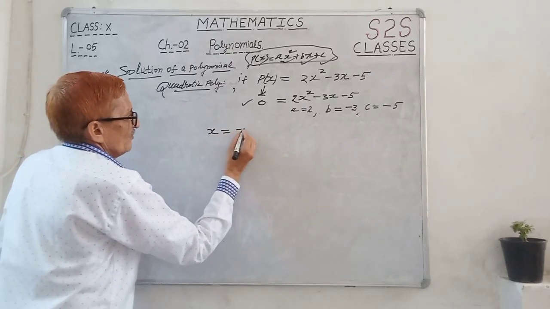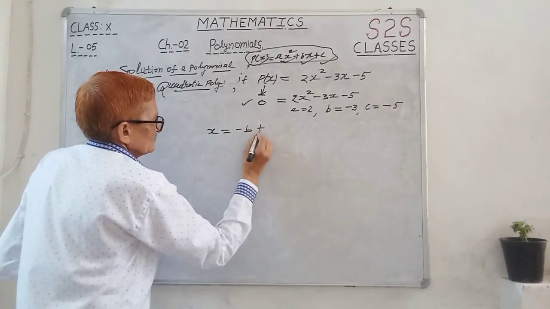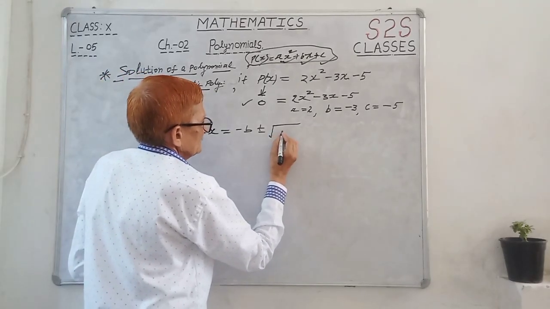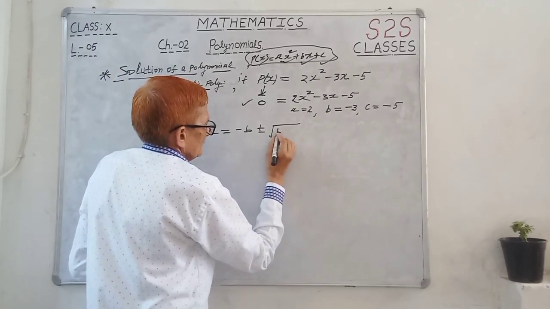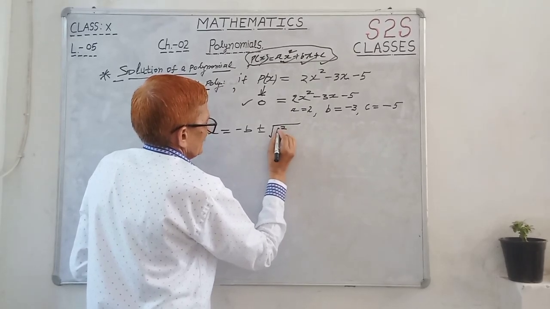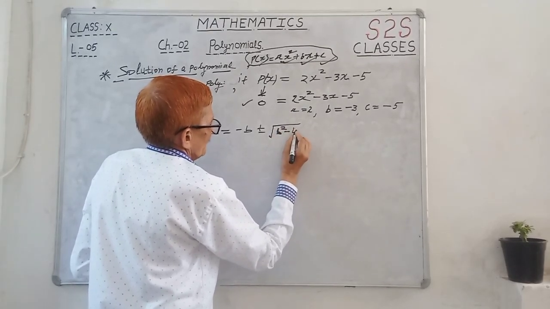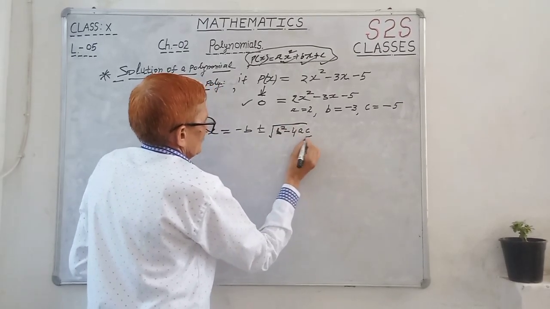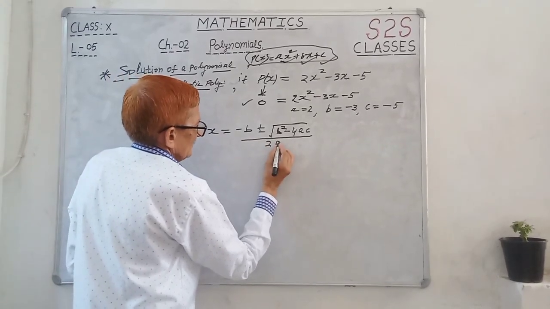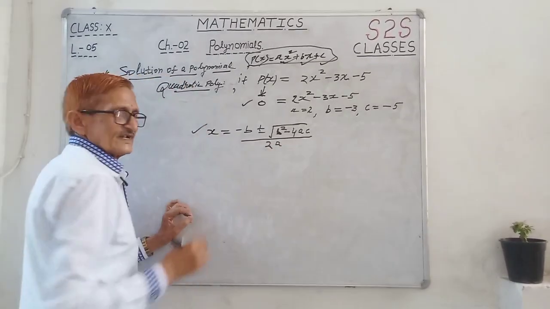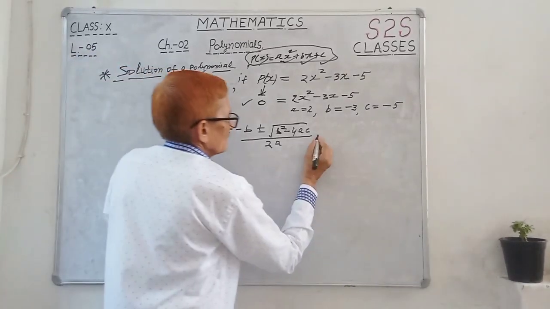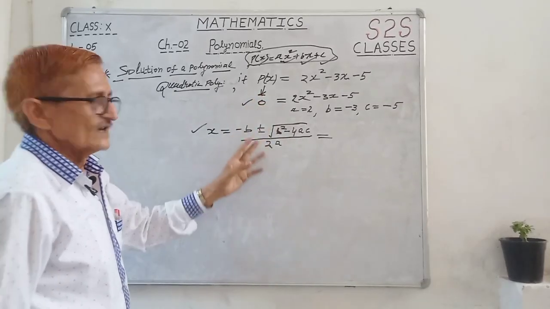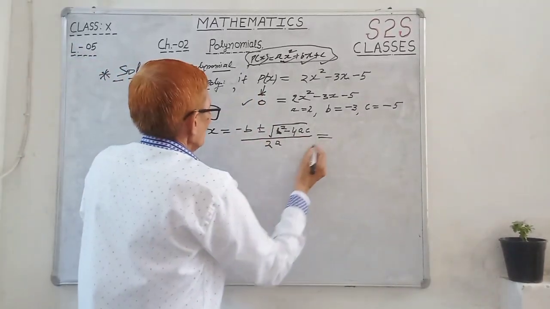Now after that, there is one formula to solve it. x is equal to minus b plus minus square root of b square minus 4ac, whole divided by 2a. This is called the quadratic formula to find the value of x in the quadratic equation, because it is now an equation after putting 0.